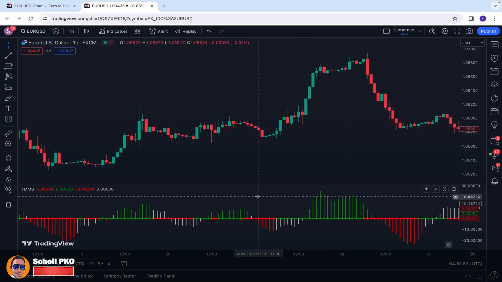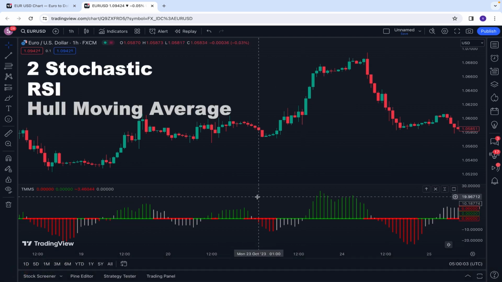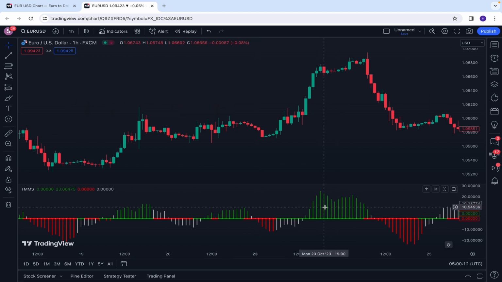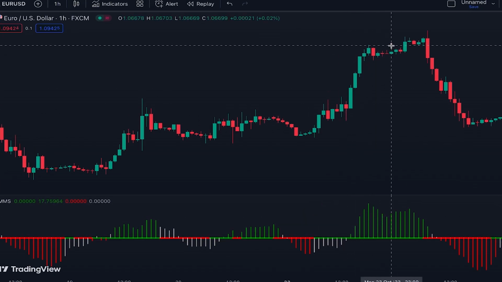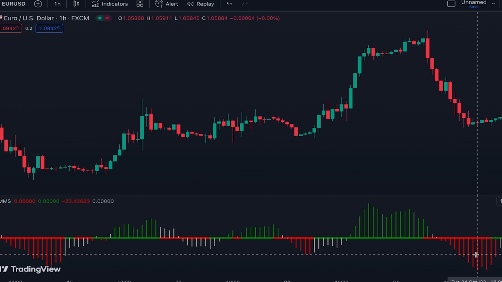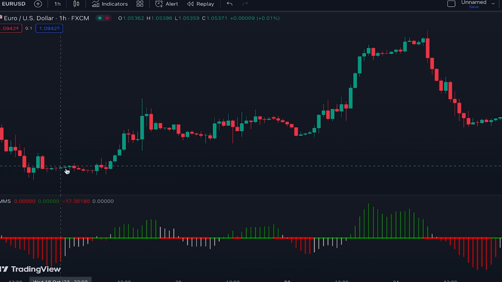This indicator is built based on two stochastic oscillators, one RSI and one Hull moving average. The histogram is built based on stochastic oscillators and RSI, and similar to other oscillators, when it's above 0 and green, it shows advancing of the price, and when below 0 and red, it shows declining of the price. But it's also sometimes in gray color, which shows flat market and no trading signal.